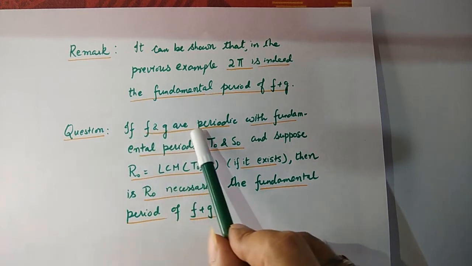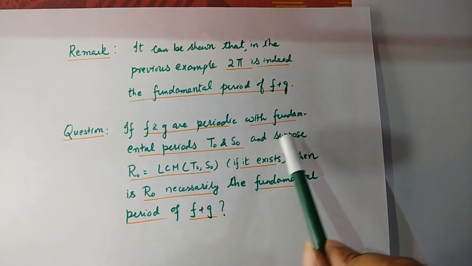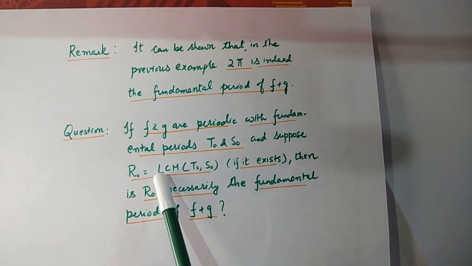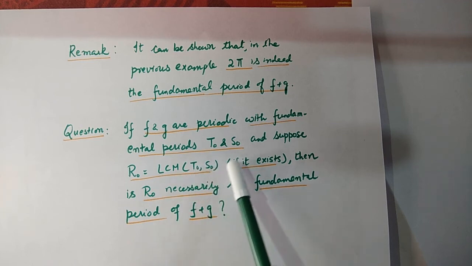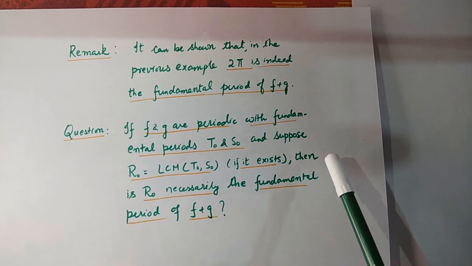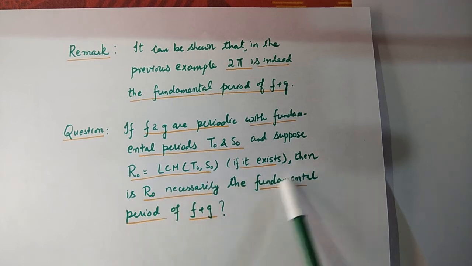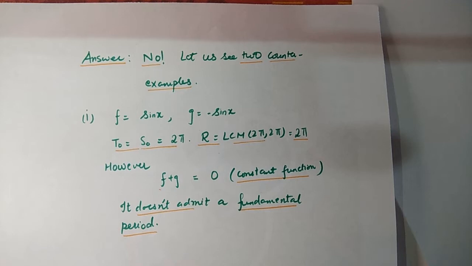If f and g are periodic with fundamental periods t0 and s0, and suppose r0 is the LCM of t0 and s0, if it exists (we will see later an example when the LCM does not exist), then the question is the following. Is r0 necessarily the fundamental period of f plus g? The answer in general is no, and we will provide two strong counterexamples for it.